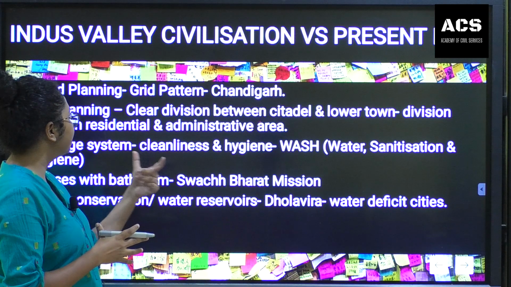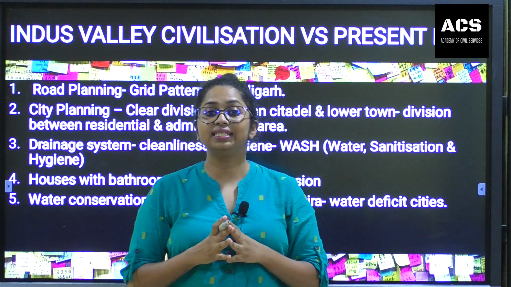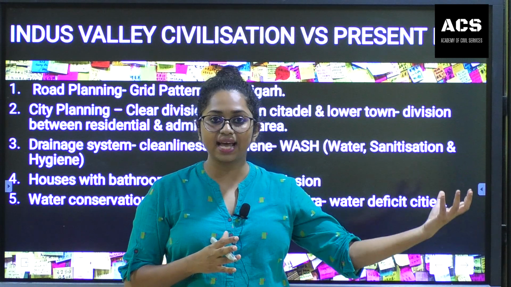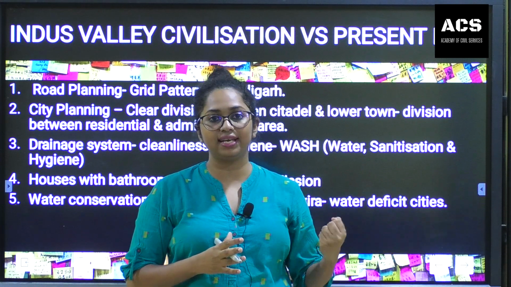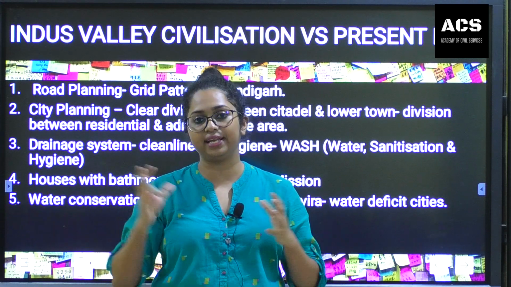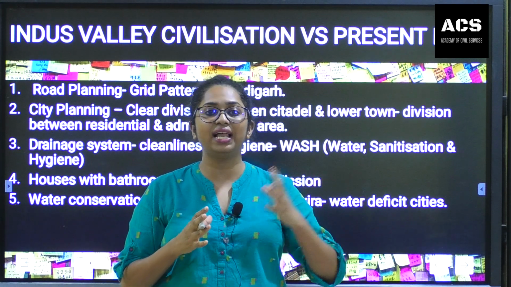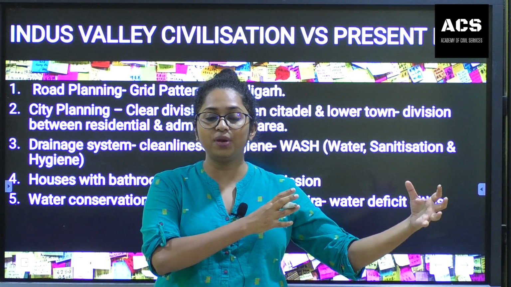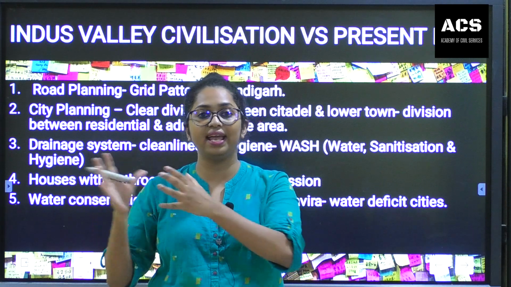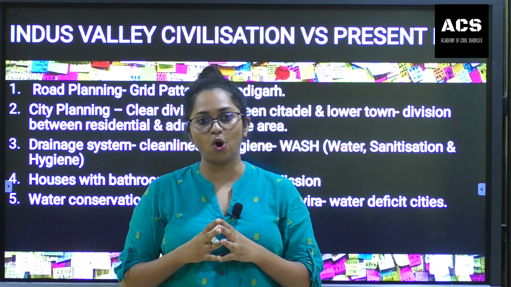Now coming to the second feature, the city planning. In the Indus Valley Civilization, the city was divided into two. The western part of the city was the citadel, accommodating the public buildings. The eastern part was the lower town, housing the residential buildings. In the same way, even though not in the exact form, if you go to Delhi, you can see the administrative buildings grouped into one area and the residential buildings in another area. For example, we can take New Delhi and Old Delhi.